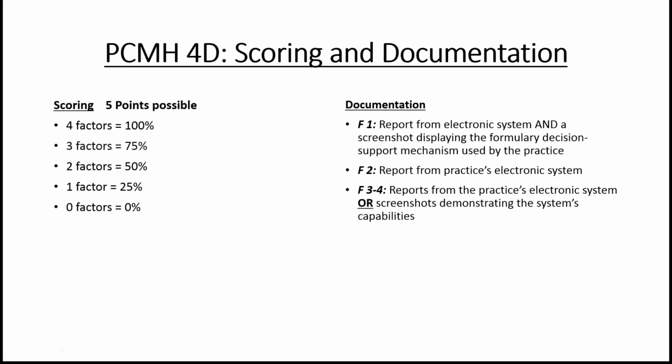The points possible for element 4D and the documentation. So for factor 1, they're looking for a report and a screenshot displaying the formulary decision support mechanism that's in the system. Factor 2, a report, again, looking at those functionalities, and factors 3 and 4, either a report from the system or screenshots, again, demonstrating the capabilities.